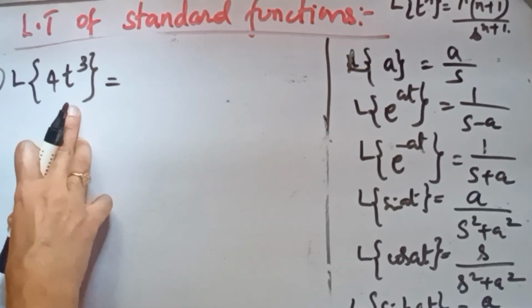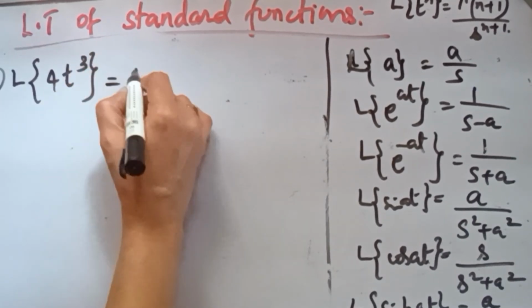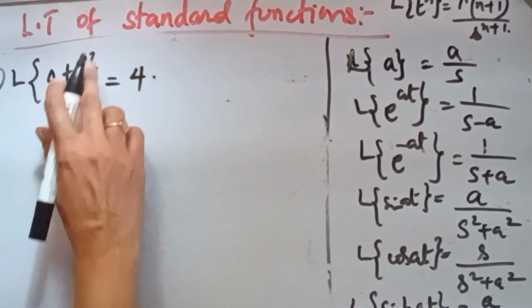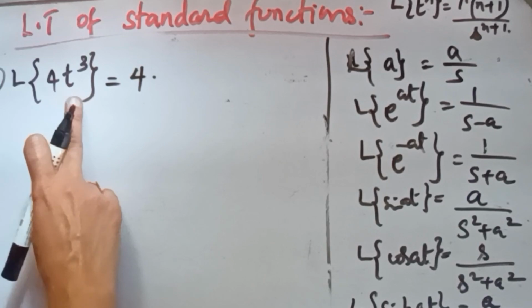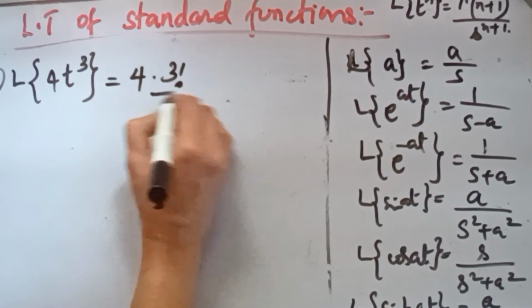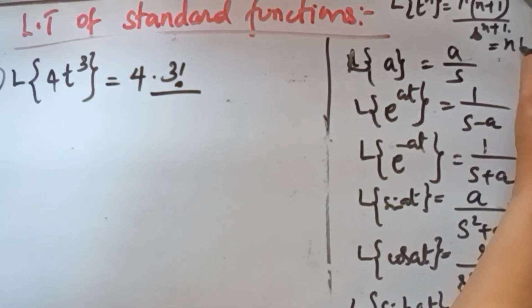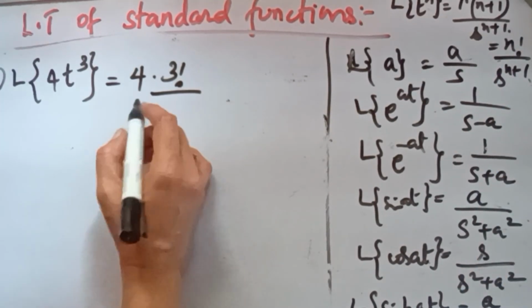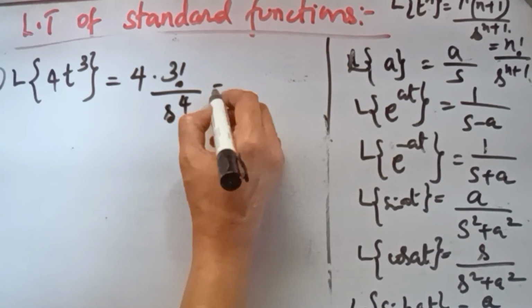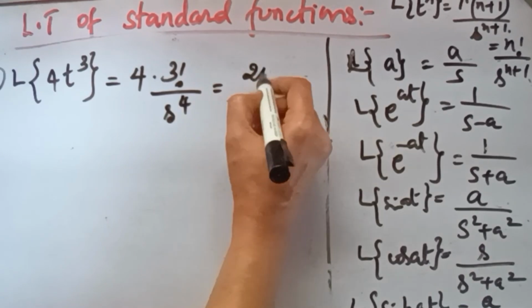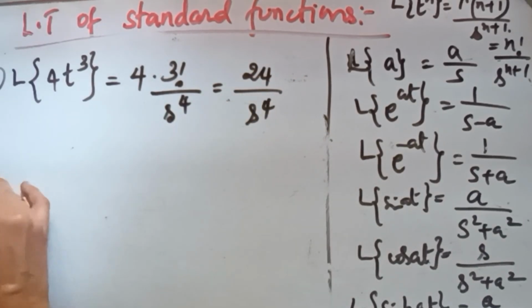Next is Laplace transform of 4 into t cubed. 4 is a constant, you can take it outside. So n is a positive integer here. So 3 factorial divided by s to the power 4, because this is equal to n factorial by s power n plus 1 when n is a positive integer. 3 factorial is 6, so you will get 24 divided by s to the power 4.